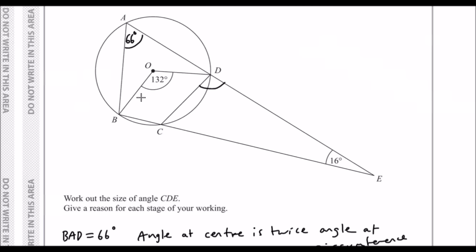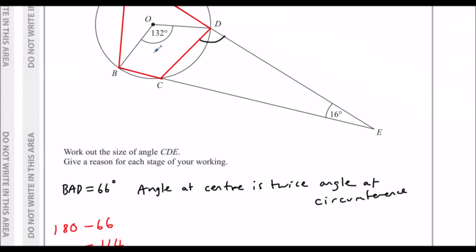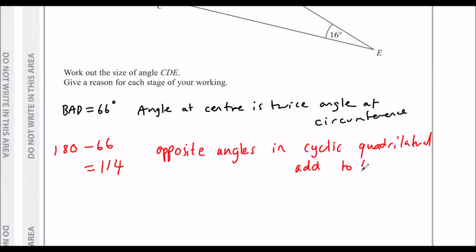Now we have a cyclic quadrilateral. We have a four-sided shape with each of the four corners on the circle. A four-sided shape inside a circle is called a cyclic quadrilateral, and the opposite angles in a cyclic quadrilateral add to 180 degrees. So 180 take away 66 is 114 degrees. So the opposite angles in a cyclic quadrilateral add to 180 degrees.